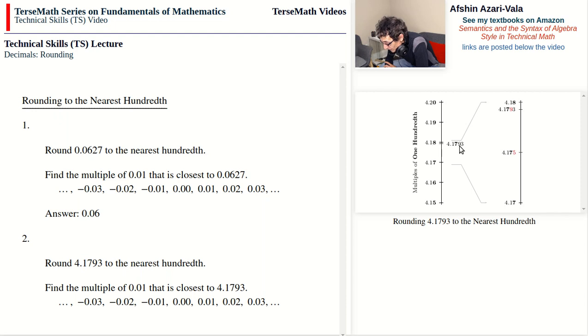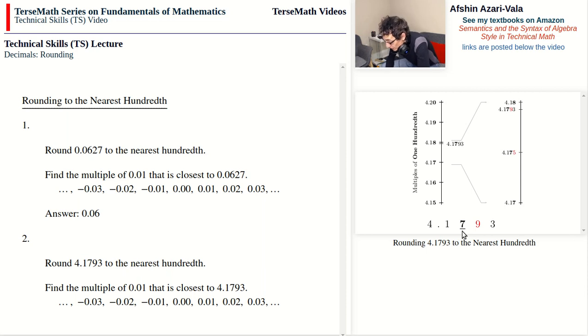We take a look at the digit that follows the 9, and that places the number way above the halfway point, so it is closer to 4.18. And here we can follow the algorithm that if we are rounding to the nearest hundredth, we take a look at the one digit that follows. And again, if that's more than 5, we are above the halfway point, and we push the 7 up by 1.